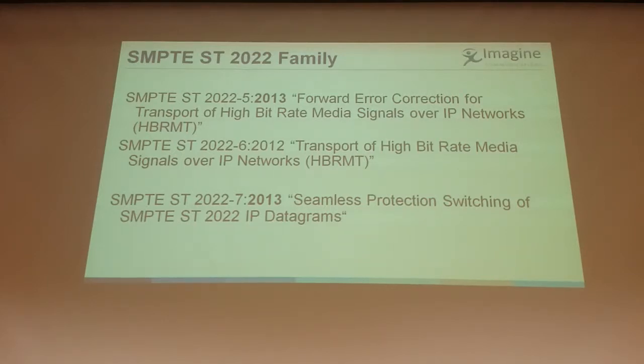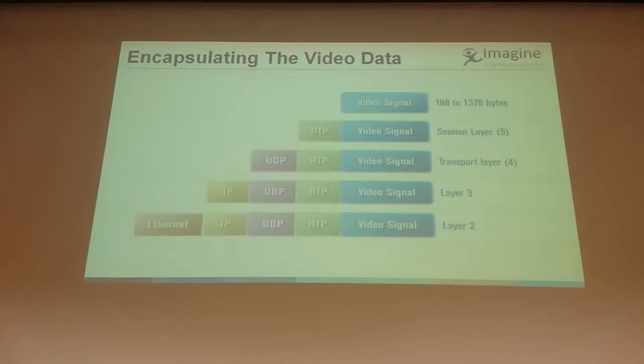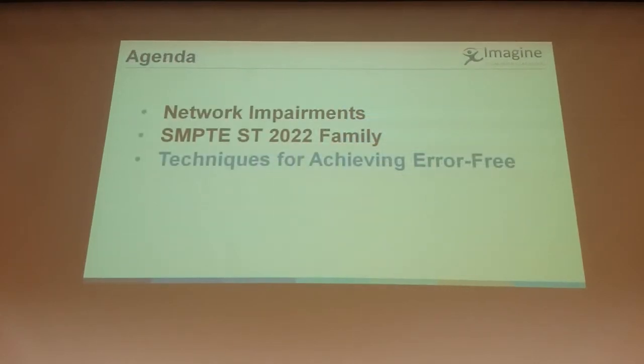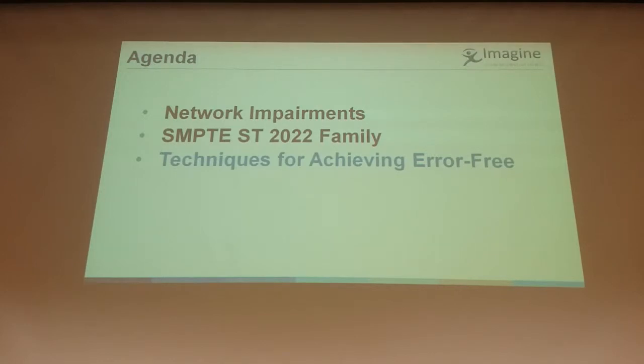So this deals with uncompressed video. These came out in 2012 and 13, so a fair bit newer. And then we have the newest member of the family, the -7, the seamless protection, which we'll get into in a minute. So all these standards basically deal with how we take our video stream and break it into chunks and packets, and then we add different headers: RTP, UDP and IP headers, which help wrap up the video and allow us to route it and so on. Okay, so that was the really brief review.